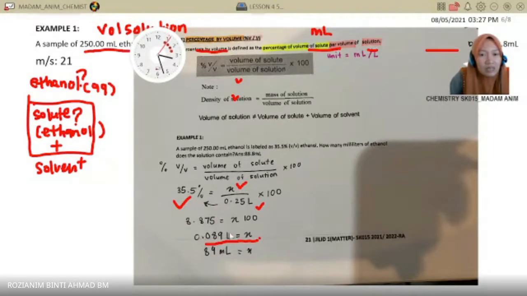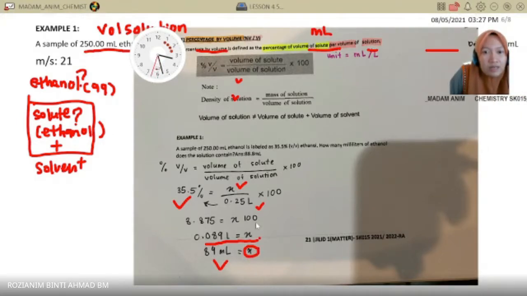Jangan berhenti dekat sini sebab soalan tu nak ml. So therefore, you answer convert to ml, divide by 1000. 1, 2, 3. So you can get 85.9 ml of solute. So it's better. Betul lah jawapan ni. Right. Okay. So, it's better for here jangan letak X kat sini.